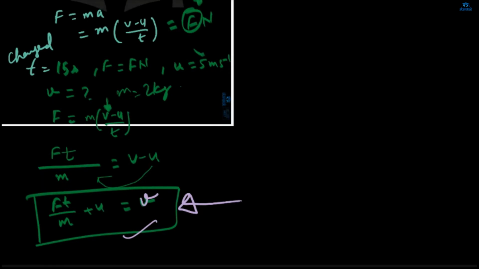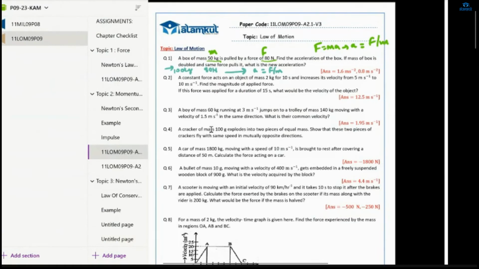It's not necessary to rearrange it. You can directly put the values in this equation and find the value for v, or you can rearrange it in this form also. I'm not putting the values right now because you have to put the values. I'm just giving you a glimpse of the solution. If you have any problem, just interrupt me, so that we can do the question.